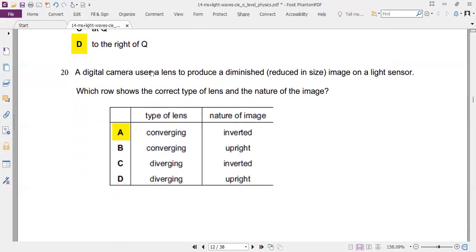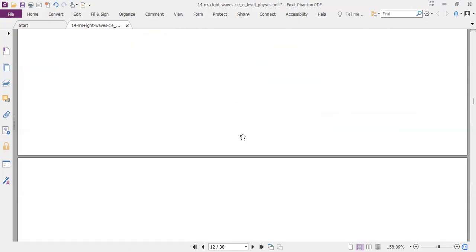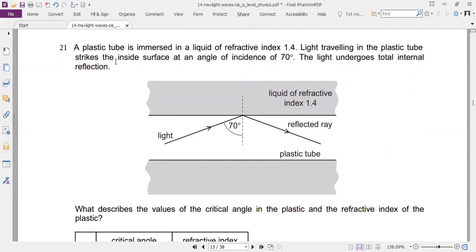Number 20. The lens here in the camera is always converging and the image is always inverted. That's how we get images in the camera, but these cameras are not in use anymore. We have digital cameras. 21.